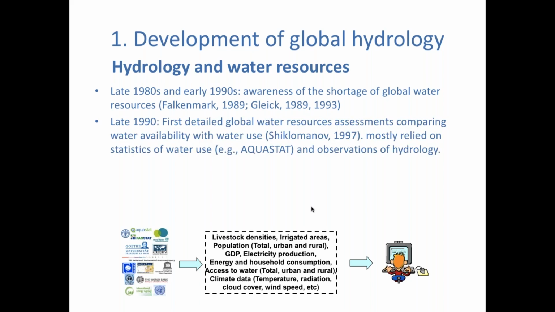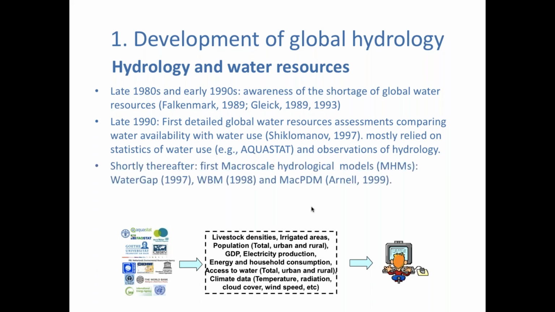And a little later, the first detailed global water assessments became available. These were mostly based on statistics. So they used statistics of water use, for instance, from Aquastat, which are reported statistics from countries. And they used hydrological observations to assess how much water, which they call blue water, which is surface water, is available, and a proxy for that is runoff. And they compare this runoff in cubic kilometers per year with the water use, and assess hotspots of what they call water scarcity, where use is large compared to availability.